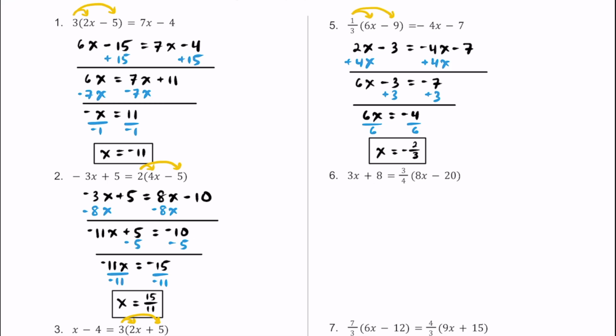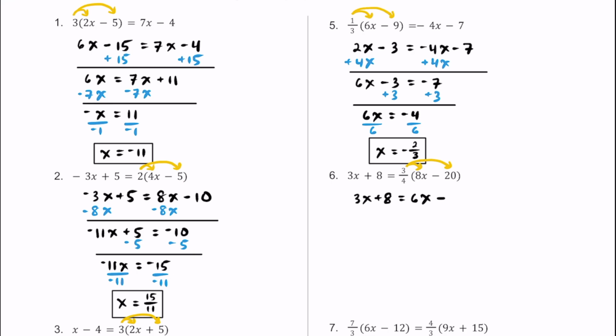For number 6, we have 3x plus 8 is equal to 3/4 times this quantity of 8x minus 20. Let's go ahead and distribute this 3/4 to both of these terms inside the parentheses. On the left side, we're going to leave this 3x plus 8 alone for now. And if we do 3/4 of 8x, we can cross cancel the 8 and 4 to make 2. So 2 times 3 is going to be 6. So we're going to get 6x. So 3/4 of 8 is just equal to 6.